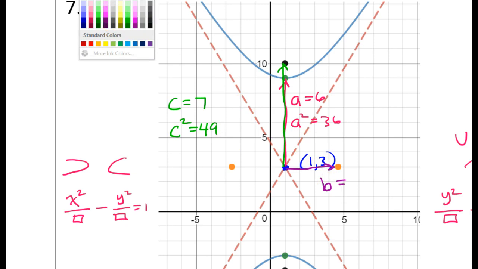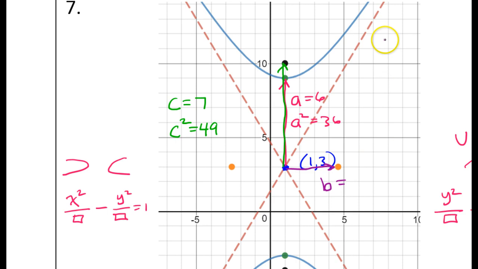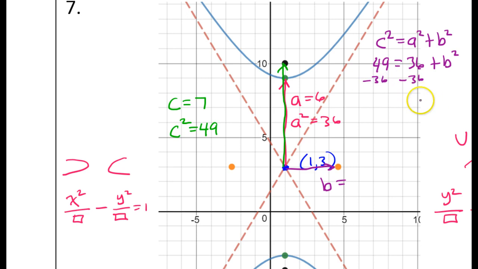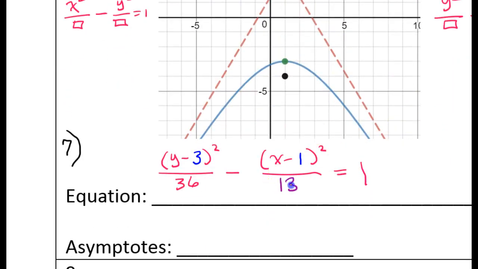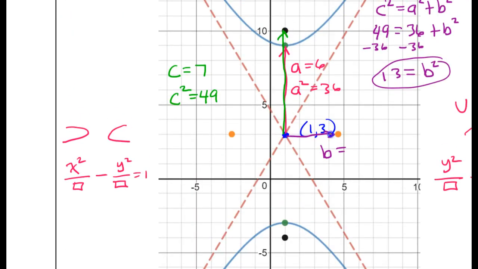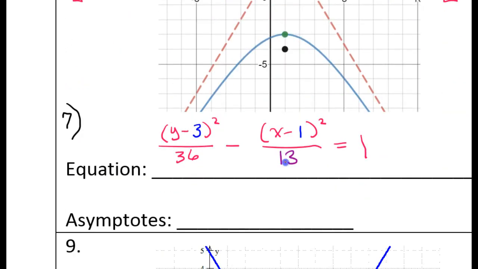So here's what I can do to find the b value, or b squared. We can use the relationship that for a hyperbola, c squared is equal to a squared plus b squared. For an ellipse, this is a minus, but for a hyperbola, it's a plus. We know that c squared is 49, and we know that a squared is 36. We don't know b squared, but we can subtract 36 from both sides. That will give us b squared of 13. I don't need to take the square root because it's b squared that I wanted. So that tells me that I will have 13 right here. That's my b squared. Notice that my b value is horizontal, that's the x direction, so it makes sense that I will put my 13 in the denominator of the x term.